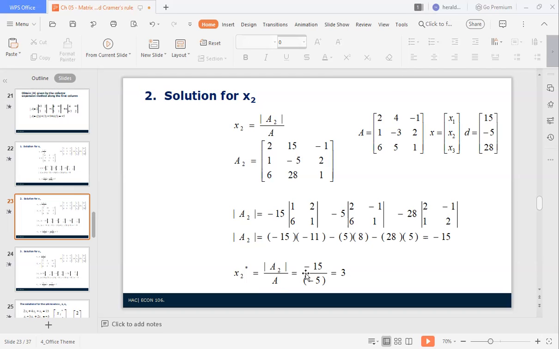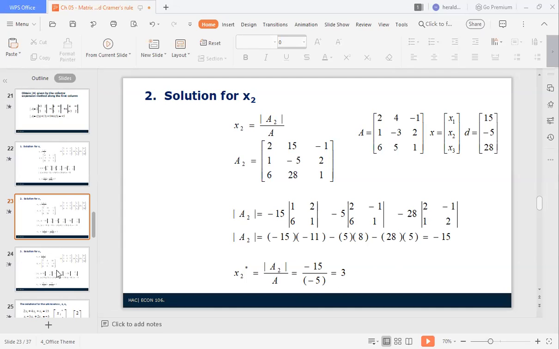So where does the -15 come from? This is from the determinant of the new form matrix. Where does the -5 come from? This is the determinant of the original matrix, and you have a solved value which is equal to 3.